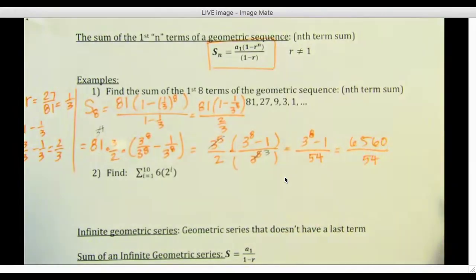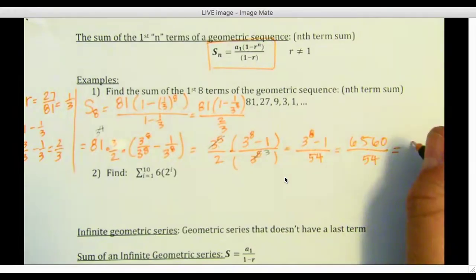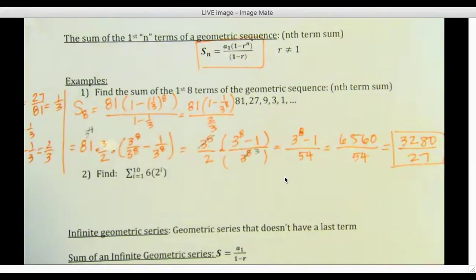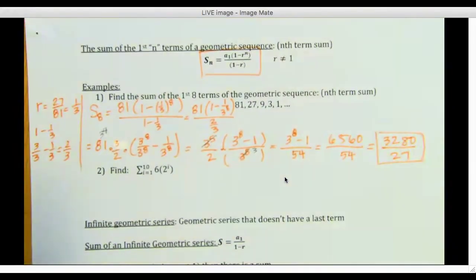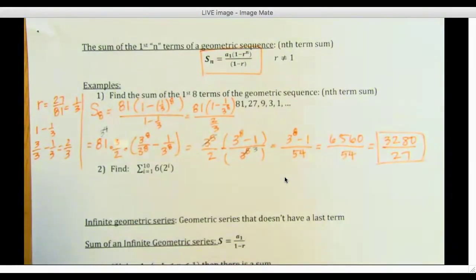Those are both even, so if we divide by 2 on top and bottom, we end up with 3280 over 27. And that is my answer. And I want that exact answer as a fraction, not a decimal answer that's rounded. All right, so the next one is written in summation notation, and they're asking us to find the sum.